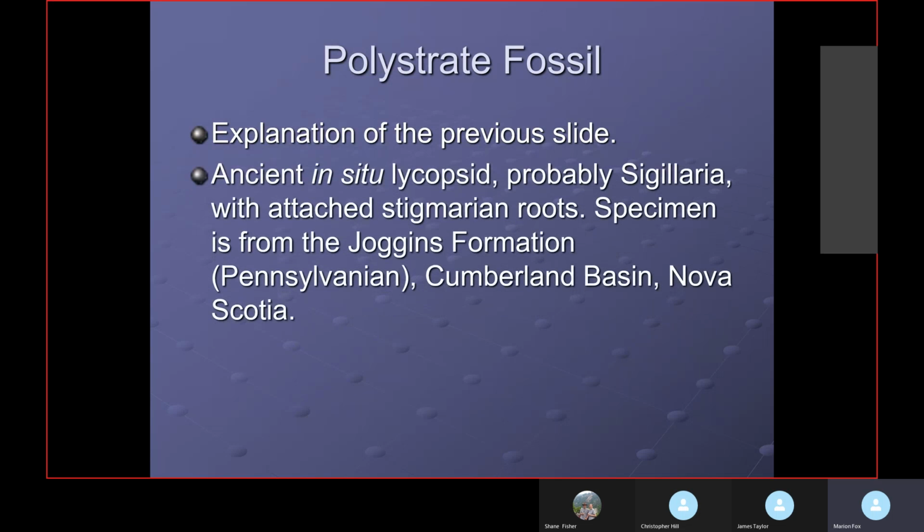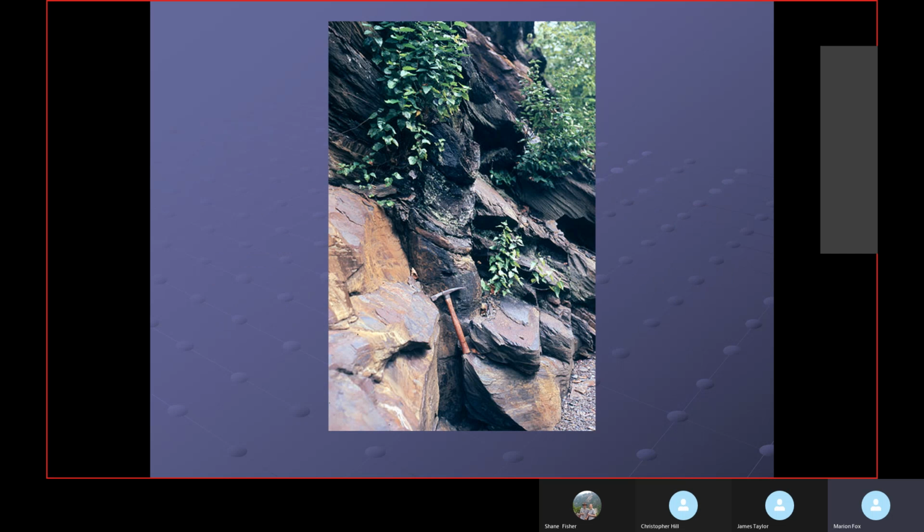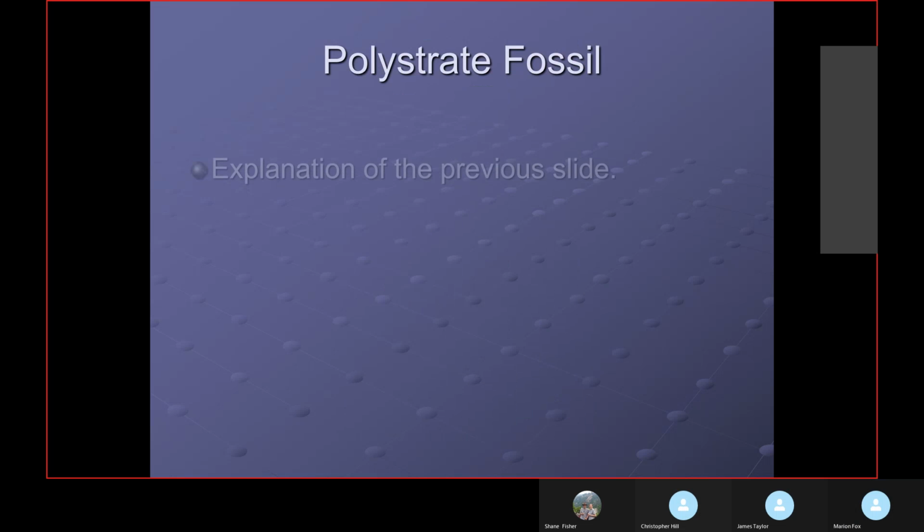Explanation of the previous slide. Now, the Cumberland, this is in the Pennsylvanian formation. Explanation: ancient in situ, in place, lycopsid, probably Sigillaria, with attached Stigmaria root. Specimen is from the Pennsylvanian geologic formation, Cumberland Basin, Nova Scotia, one of the provinces in Canada. Right, here's another one going up, and you can see it going up here. That's another one. Polystrate fossil.